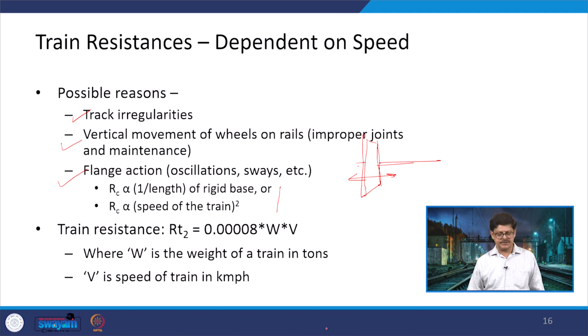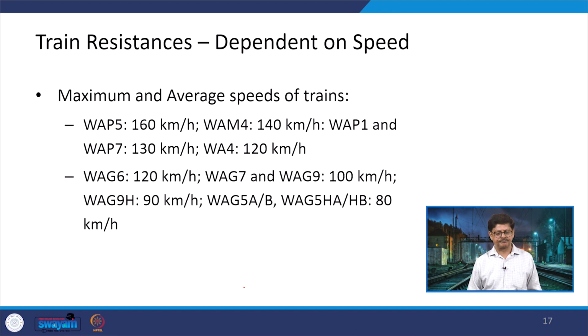So, the train resistance here is defined as RT2, and the formula for that is 0.00008 into W into V, where W again is the weight of the train in tons and V is the speed of the train in kilometers per hour. So, this is another formula.